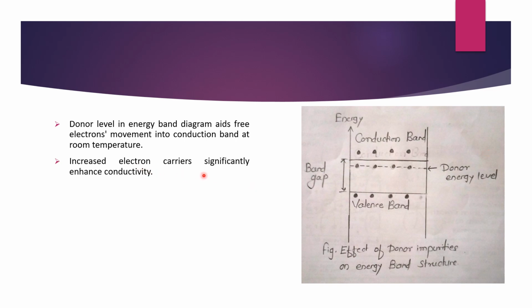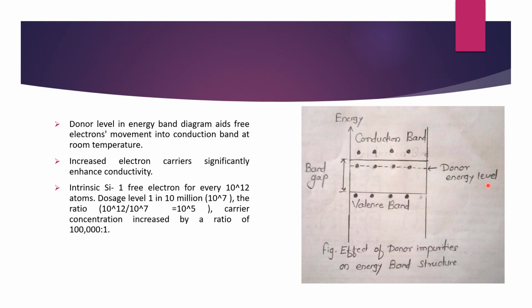Increased electron carriers sufficiently enhance the conductivity. Because of that, what will happen? A lesser amount of energy is required by the valence electron to get into the conduction band, which means the conduction is increased and the conductivity is enhanced. Here is some maths. Intrinsic silicon means the pure silicon.